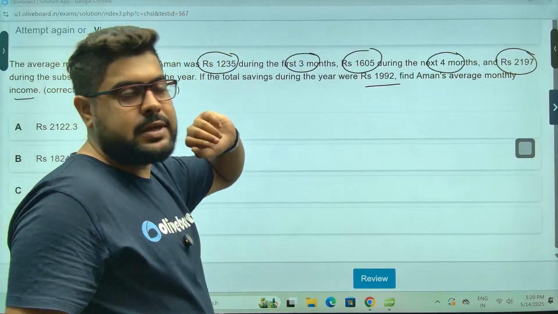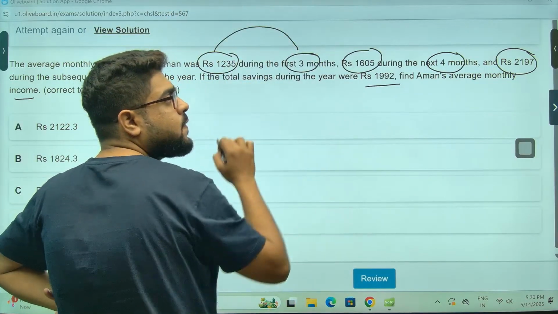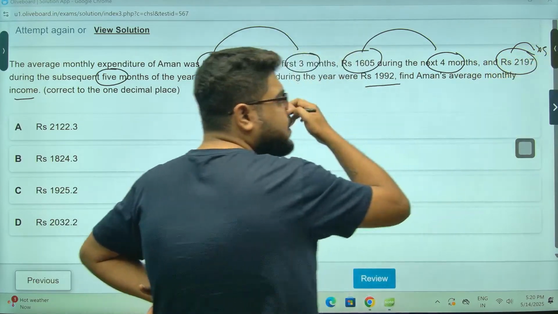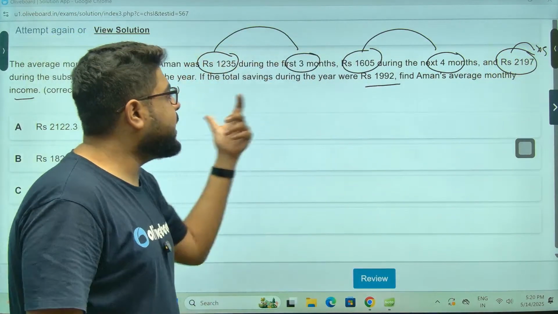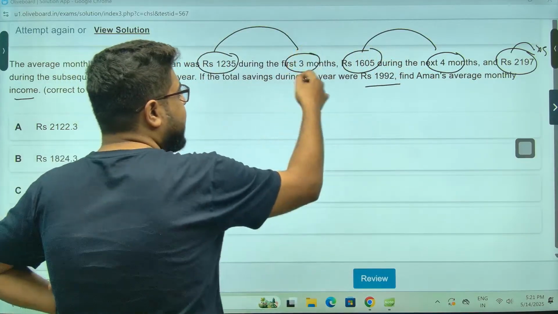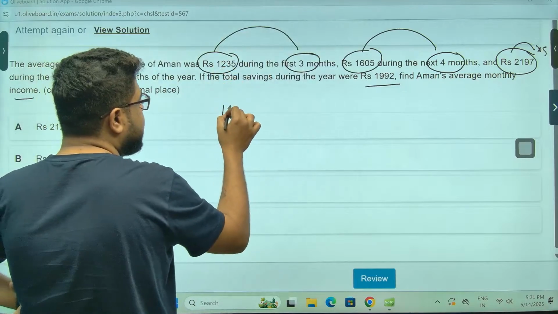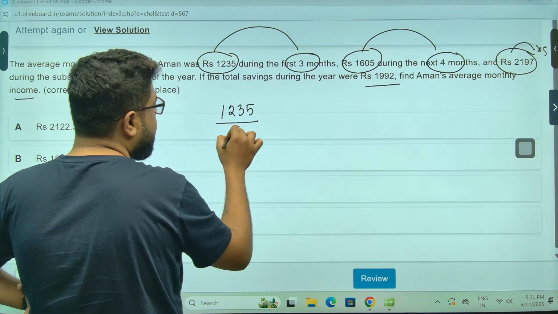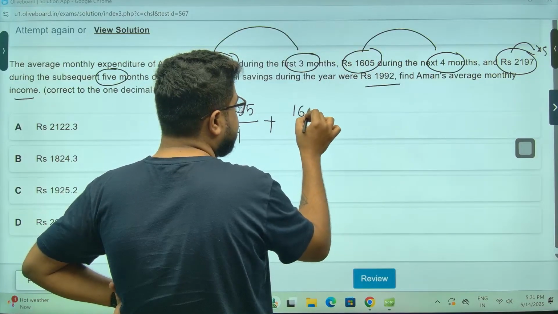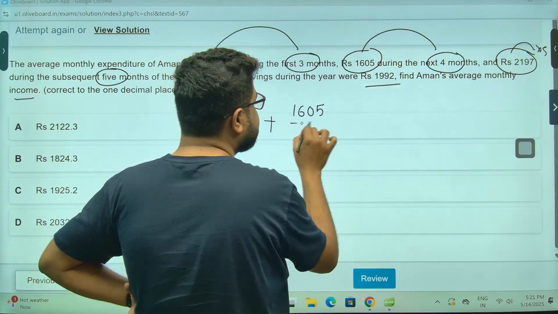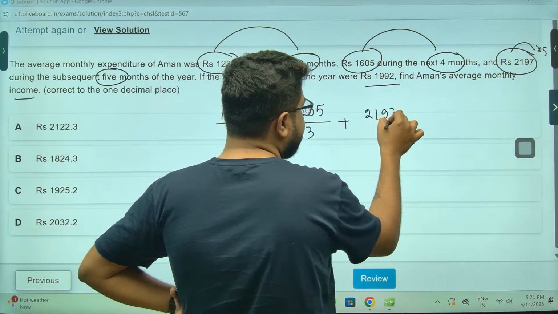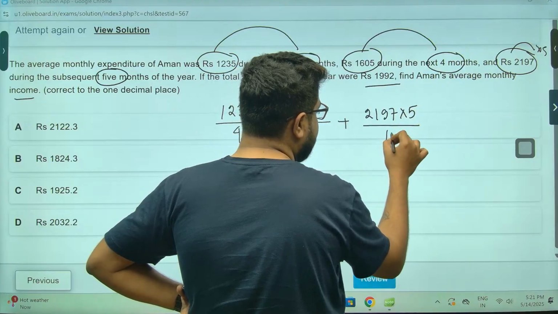So what will happen, sir? Total income is this into this into this, and this into 5 by 12. So meaning this into this by 12, this into this by 12, this into this by 12. So I'll do it together. So 3 by 12 you do first. That means I'll not do only 1235 by 4 plus this thing into 4. 1605 into 4 by 12 means by 3. 4 by 12 is by 3. And 2197, this thing I cannot do anything. This I have to do.